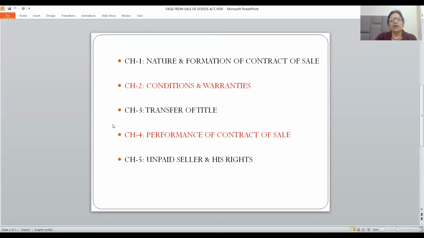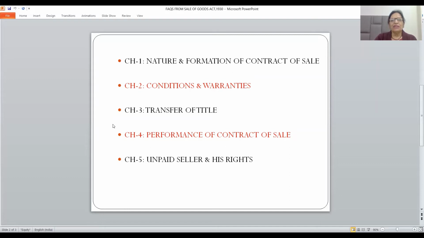Then friends, you have to explain all these: existing goods, specific goods, unascertained goods, future goods, contingent goods, with the help of examples. Remember, regarding future and contingent goods, we can only have an agreement to sell. We cannot have a sale transaction, because for goods which are not in the possession of the seller, how can the ownership of those be transferred?